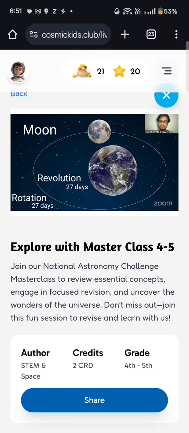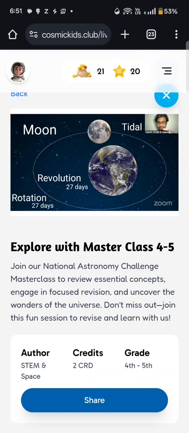That the rotation and revolution together happens in just 27 days. They are exactly equal. More precisely, it happens in 27.3 days. The rotation and revolution of the moon happens at equal times, and this is called tidal locking.